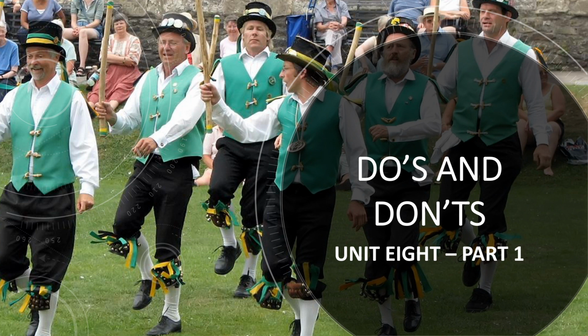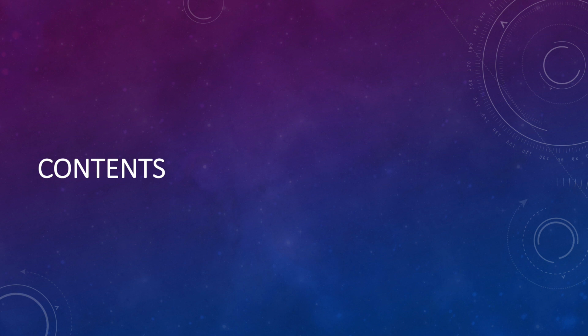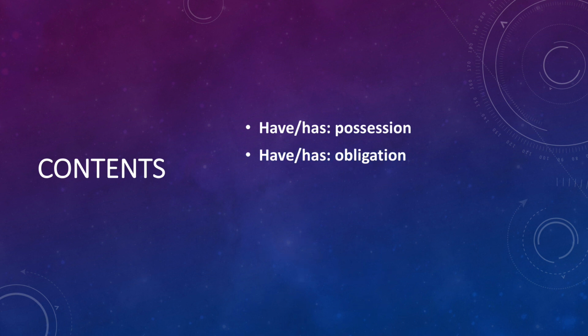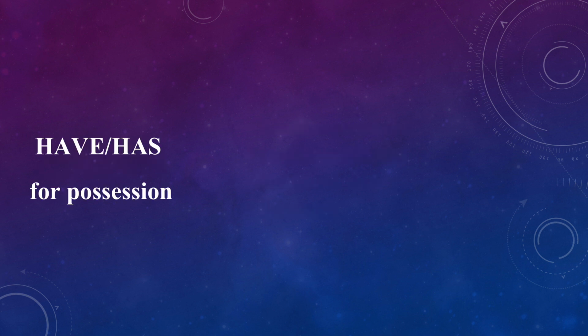In this video, we are covering Unit 8, Part 1, which is entitled Do's and Don'ts. This means the things that we should do and the things that we should not do. In this part, we're going over has and have to express possession, has and have to express obligation, the difference between should and must. You will also be given a number of exercises as homework.